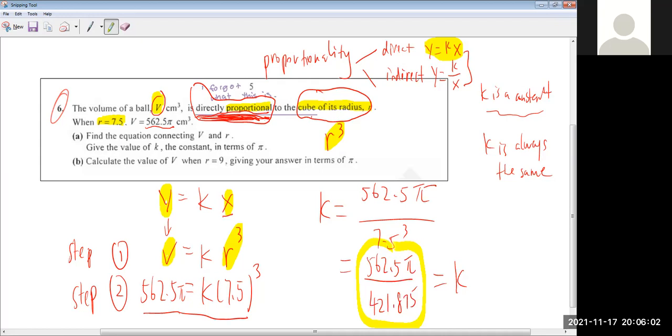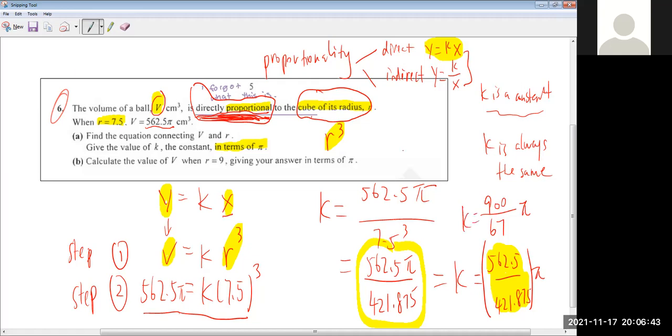They say in terms of pi, so meaning you don't have to calculate for pi. That means you just leave the pi alone. You just do this fraction with the numbers. So just use your calculator to figure this out and give me the mixed number or the fraction. 900 over 67. Okay, good. So that's the answer. So k is equal to 900 over 67 pi.